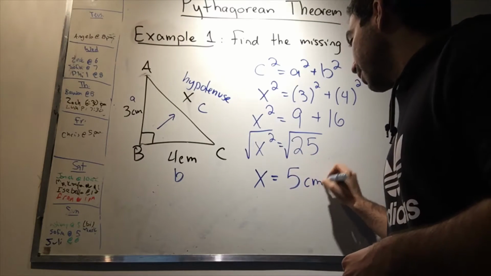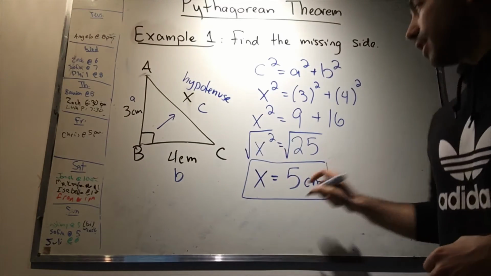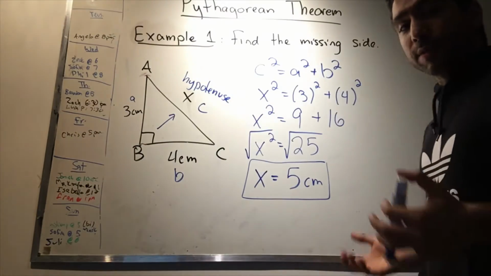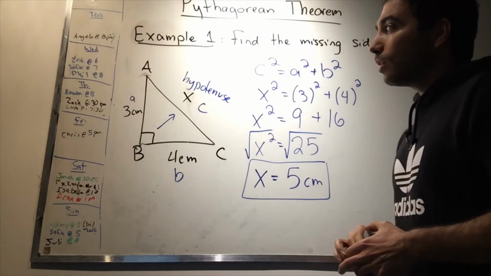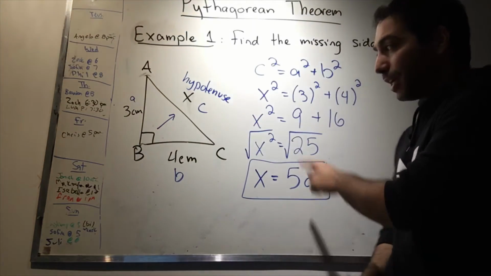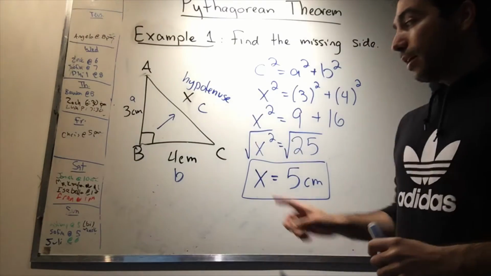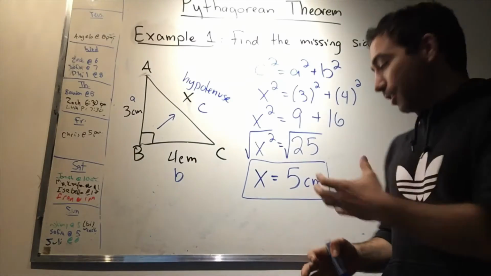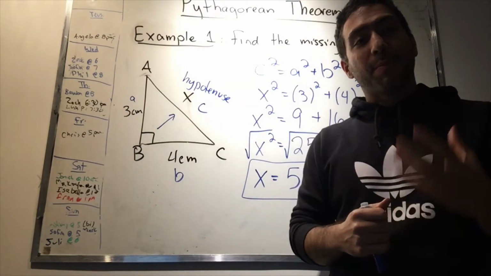Okay, so the answer is the hypotenuse is 5 centimeters. What you should do at all times is check: does this make sense? Well, we know that the hypotenuse has to be the longest side. Is 5 bigger than the other two sides? Well, yeah, 5 is bigger than 4 and 5 is bigger than 3. Good. So this is a good answer. This is a possible answer for your hypotenuse.